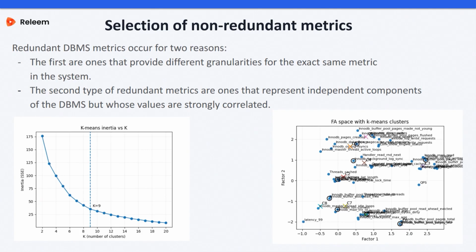We use two well-studied techniques. First, factor analysis reduces the high-dimensional DBMS metric space to a low-dimensional representation, improving the reliability and quality of clustering. Then we apply k-means to cluster the low-dimensional data into meaningful groups. We keep one representative metric per cluster, the one closest to the centroid. Each cluster corresponds to distinct aspects of DBMS performance.